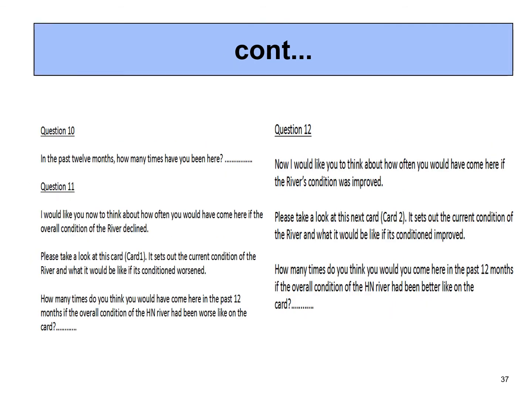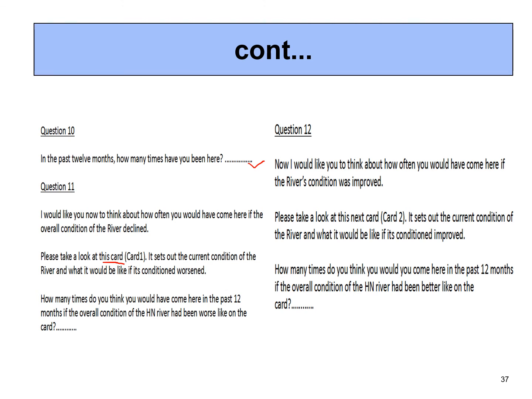The next question they also ask: in the past 12 months, how many times have you been here? Why do they ask this question? They want to know the importance of the river to the respondents. Next, I would like you now to think about how often you will come here if the overall conditions of the river decline. So they show the cards with the conditions of the river having declined.